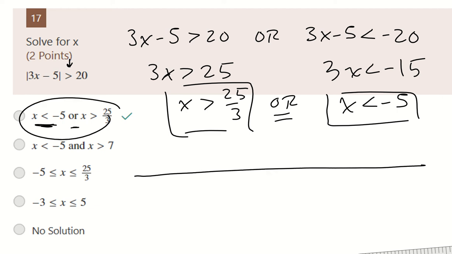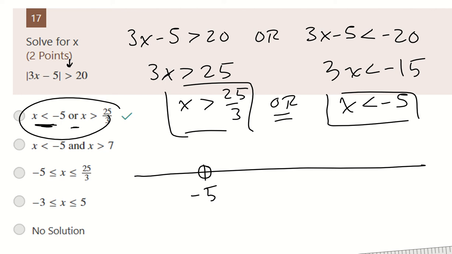On the number line, if I think about it, here is the number negative 5, and it can't be negative 5, so I've got an open dot. 25 thirds is like what? How many times is 3 going into 25? Mr. Roberts, 3 times 7's 21, right? So it's like 21 and 4. It goes in more than that, Mr. Roberts. 3 times 8's 24. So it's like 24 and 1/3, right?